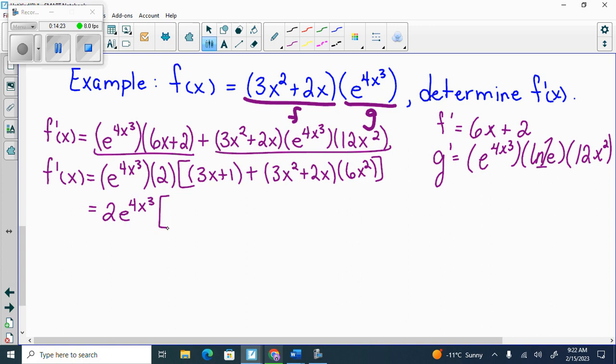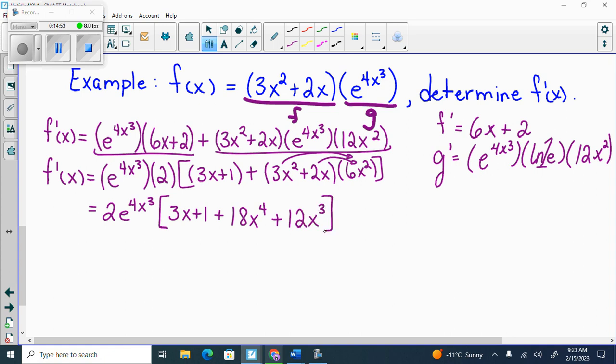So 3x plus 1, does it need brackets? Is there a number in front of the 3x plus 1? No, so we can drop the brackets on that. Can we just drop the brackets on everything after the plus sign? No, we have to distribute first. So we're going to get 3x squared times 6x squared, which is 18x to the 4, because we add exponents and we have like bases. 2x times 6x squared is 12x cubed.